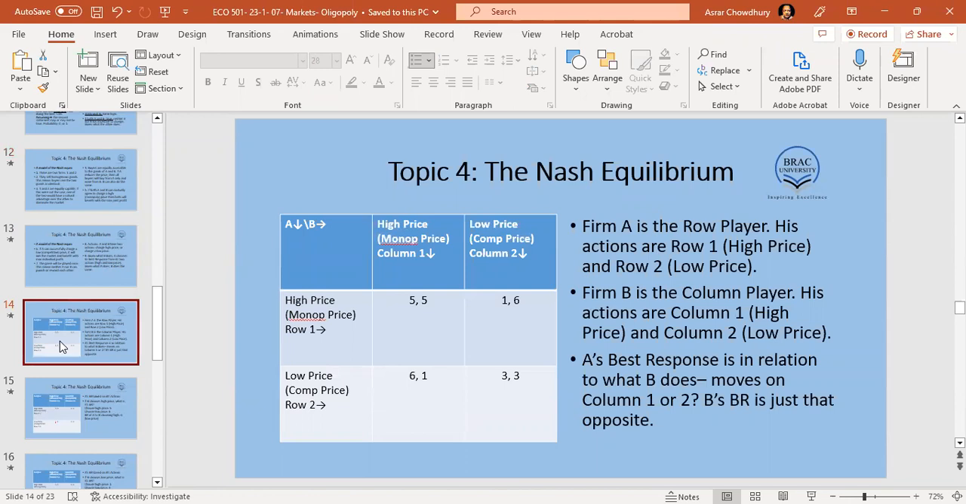High price, low price. Firm A is the row player. তোমার ফার্মের দুইটা অ্যাকশন হচ্ছে row 1 high price, row 2 low price. Firm B is the column player. So firm B দুইটা অ্যাকশন, column 1, column 2, high price, low price. ঠিক আছে?